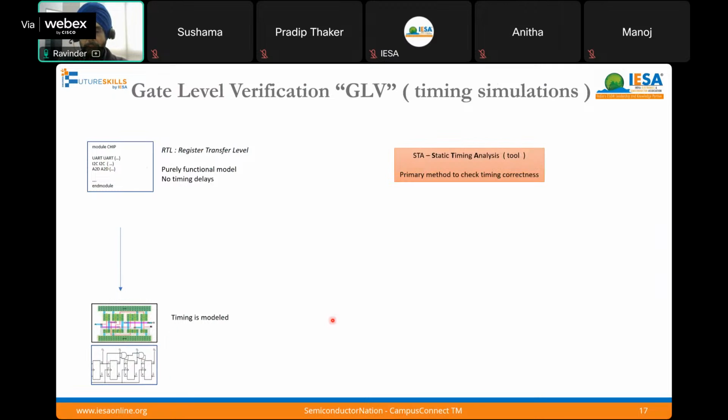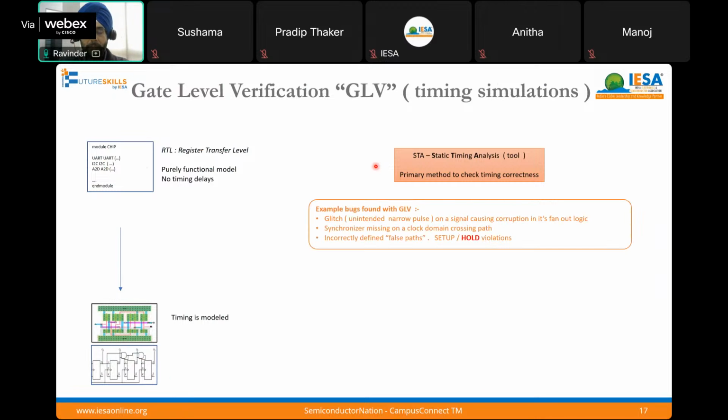So how is timing verified? There is static timing analysis. It's not part of verification. It's a different team that does static timing analysis, and that is the primary method to check timing correctness. It's a dedicated tool for this. But there are some problems that can still come into the database.